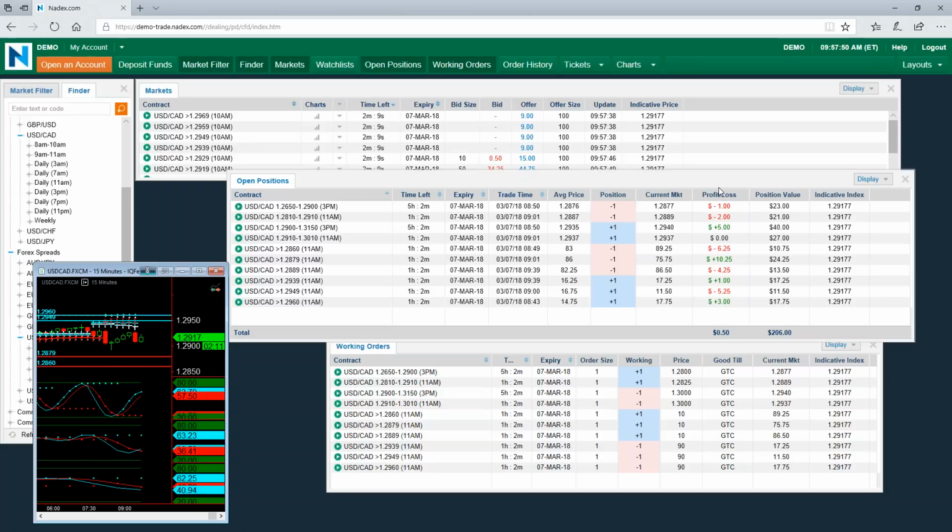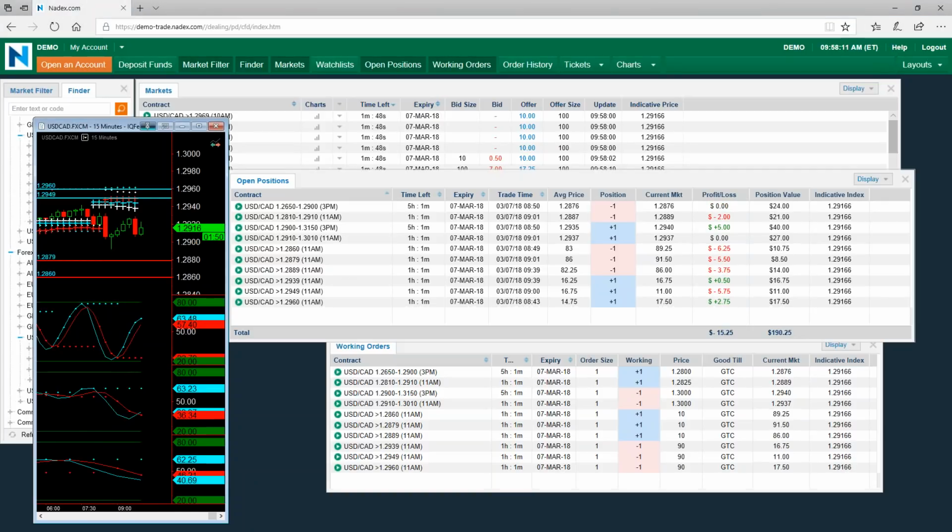The closer to expiration you get, the lower the risk is on an out of the money. At the money it gets more expensive. Out of the money it gets cheaper. And again, you could lose on every one of these. If the market does not move, you could lose on both positions.